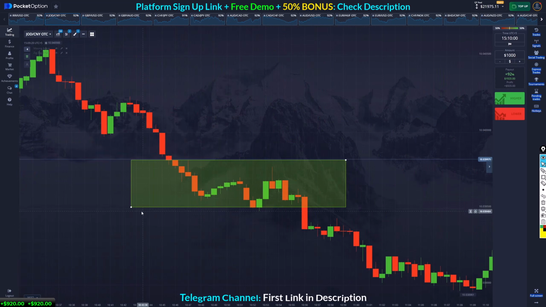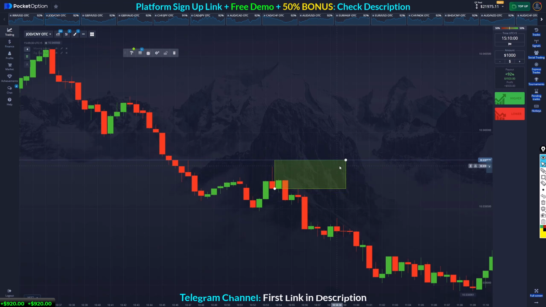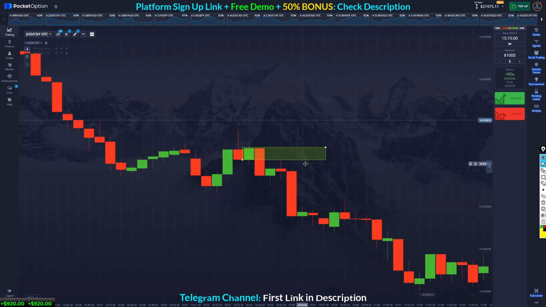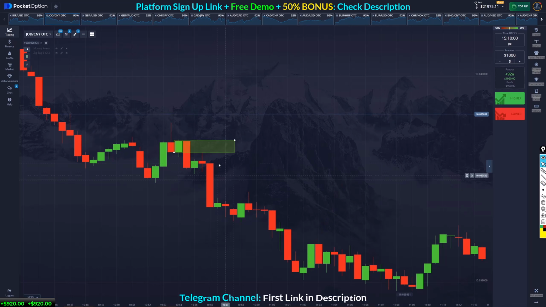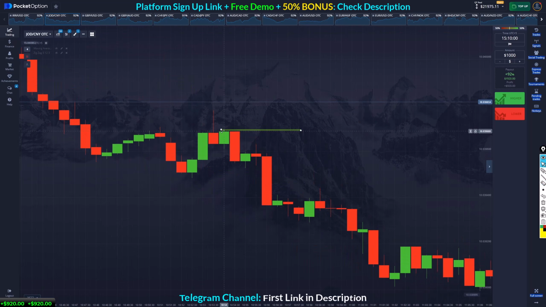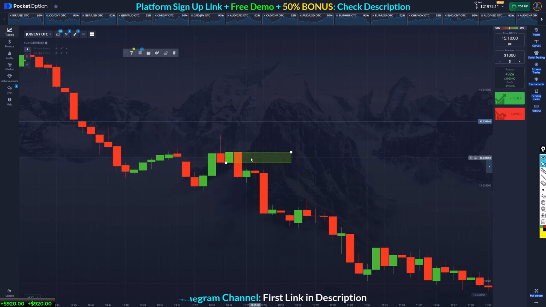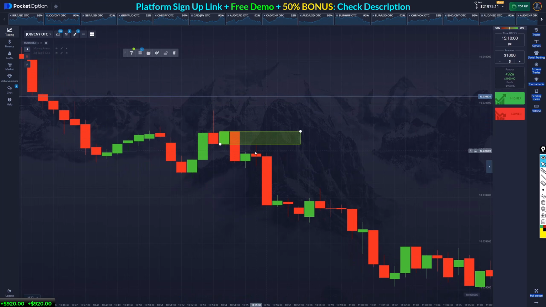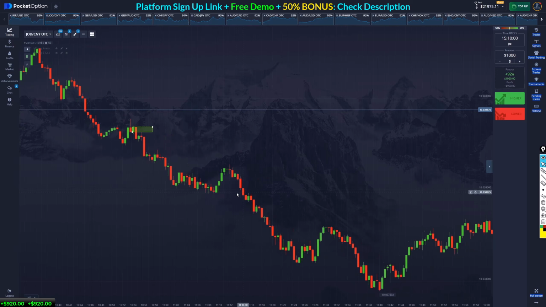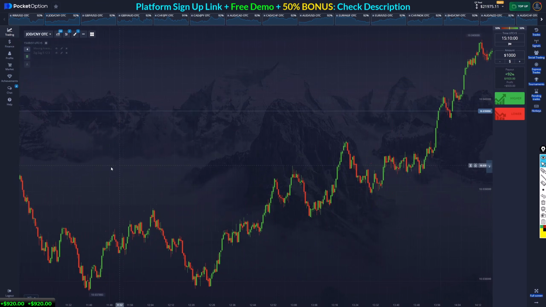Yeah. You see the supply area? Boom. Would I take this even if it was fast? No, because look, it's not fresh. See, it's not fresh. What do I mean by fresh? We mark the supply, it comes up and retouches and then drops, so it's not fresh. It has been consumed once, so it's not going to be accurate enough to take the trade.